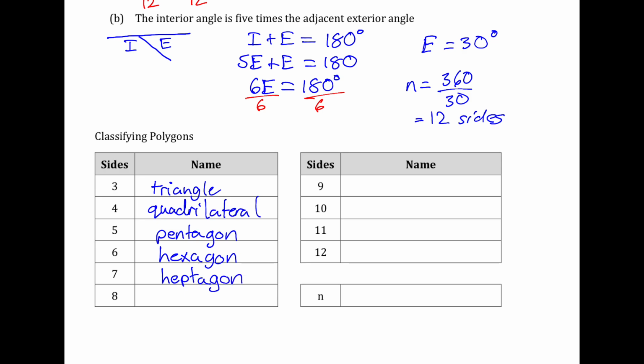I think we know 8. Octagon. Nine? Nonagon. Actually, it is nonagon. 10. Diagon? Almost, no. Decagon is right.